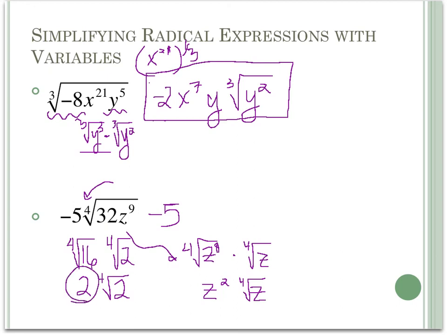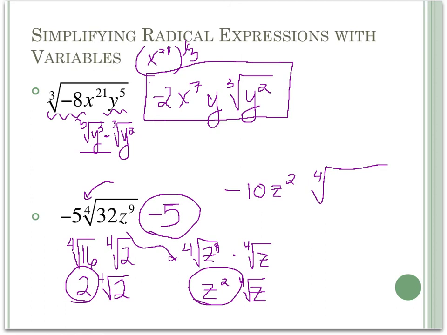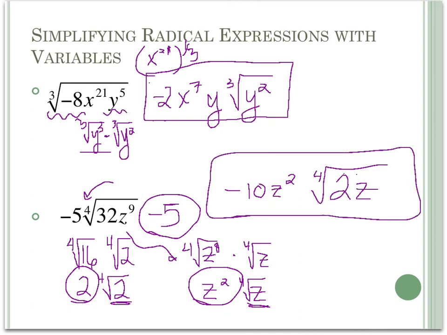So when I look at what's going to be outside of my root, I have a 2 and a z squared, but I can't forget about that negative 5. So I have a negative 10, that's that negative 5 times 2, z squared. And now what's still left under that fourth root? Well, a 2 and a z. So simplifying that problem, I have negative 10z squared, the fourth root of 2z.